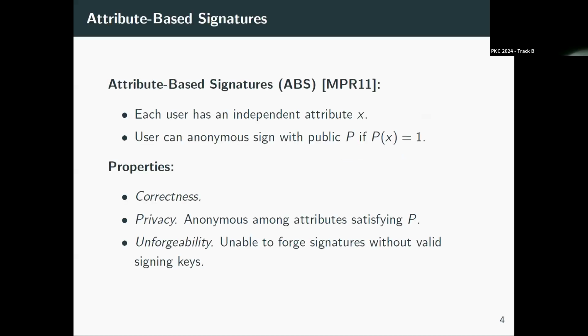So for the preliminaries about attribute-based signatures, an attribute-based signature allows a signer to sign based on an attribute, and at signing, the user needs to show that his attributes satisfy a public predicate P, then he can produce the signature. In such a signature, we require the following properties, including correctness; privacy, which means that among all users having attributes satisfying predicate P, the user is anonymous; and enforceability, which means that a user who does not have attributes satisfying predicate P cannot create the signatures.